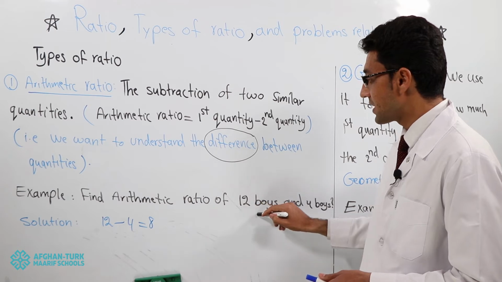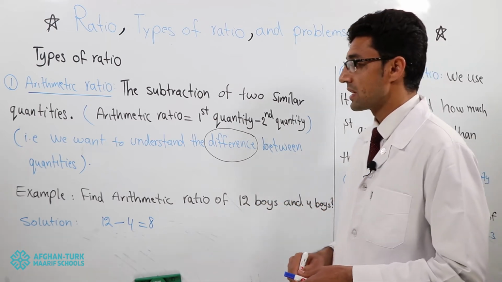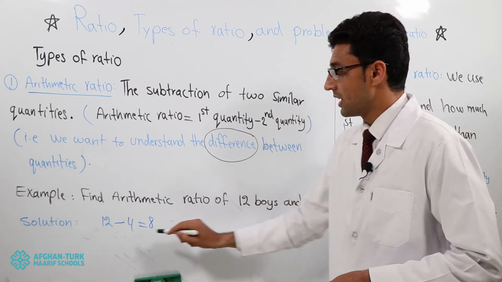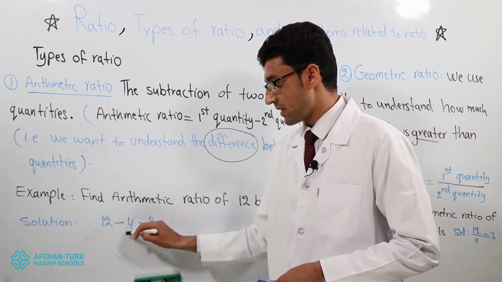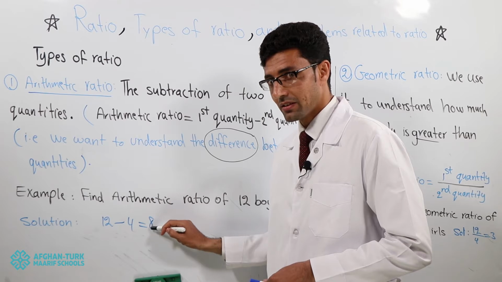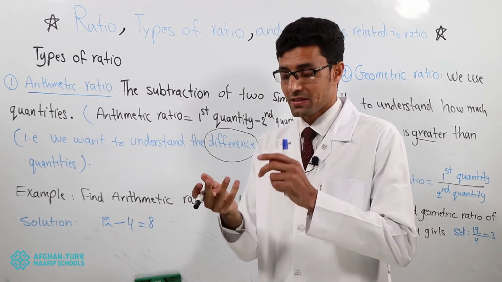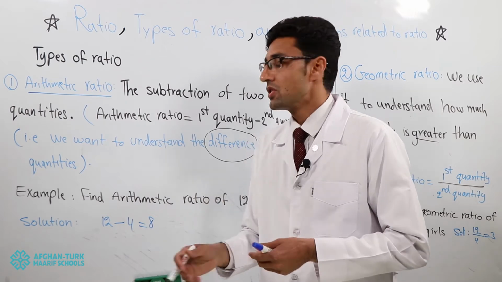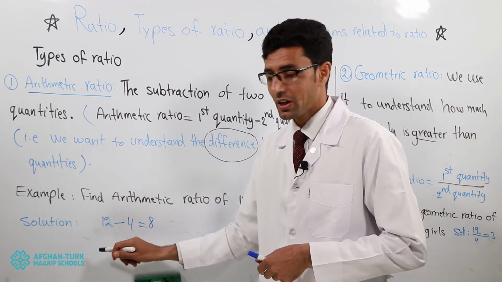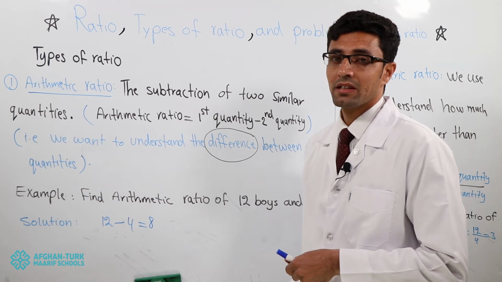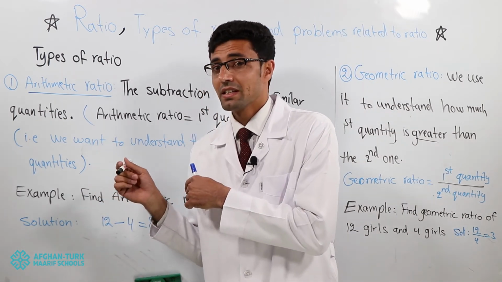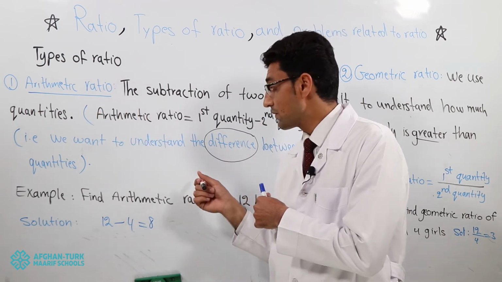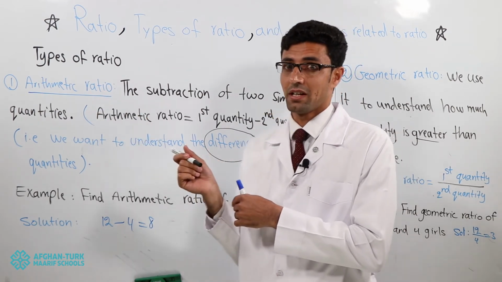Find arithmetic ratio of 12 boys and 4 boys. We want to find the difference between 12 and 4. How much is the difference between 12 and 4? 8. It means 4 plus 1 is 5, continue till 8, you will get 12. Okay? 12 minus 4 is 8. And here remember that arithmetic ratio focuses on the difference of the quantities.